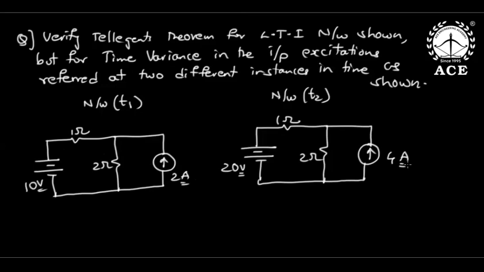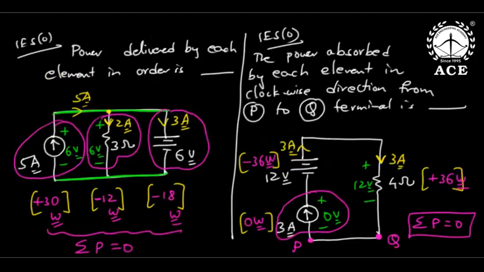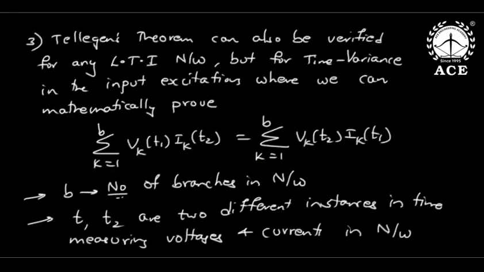Verify Tellegen's theorem for the linear time invariant network shown, but for time variance in the input excitations, referred at two different instances in time. Now see, I gave a very important property of this theorem. Tellegen's theorem can also be verified in a linear time invariant network, but for time variance in the input excitation. The network is the same, but excitations are changing, where we can prove mathematically that sigma Vk(t1) into Ik(t2), that means voltage at first time into current at second time for all branches, is equal to voltage at second time into current at first time on all branches.